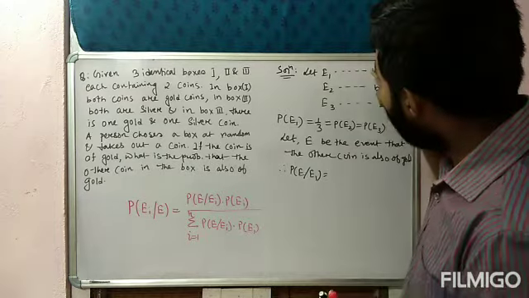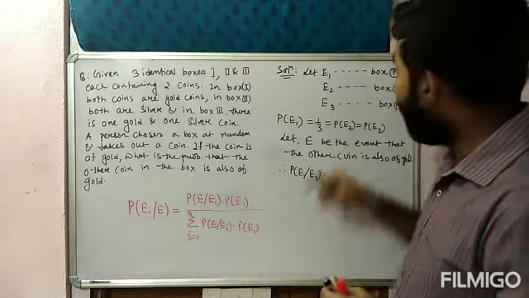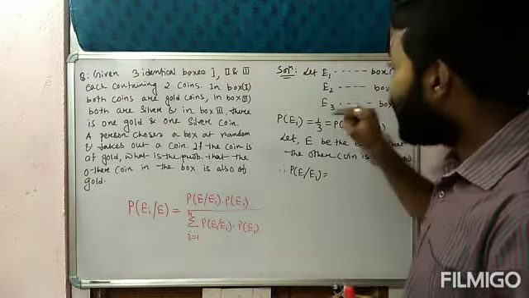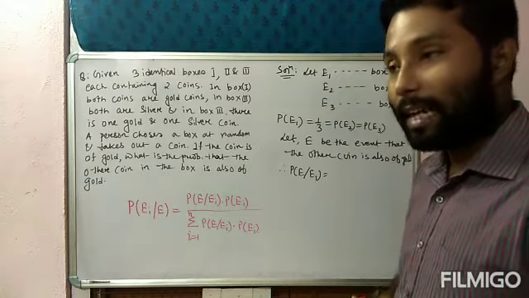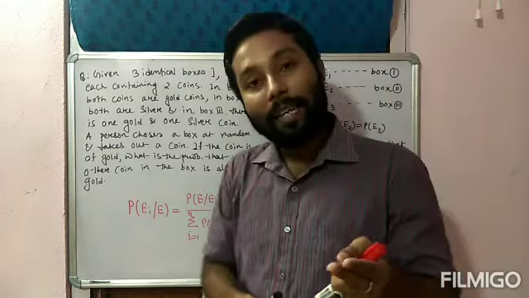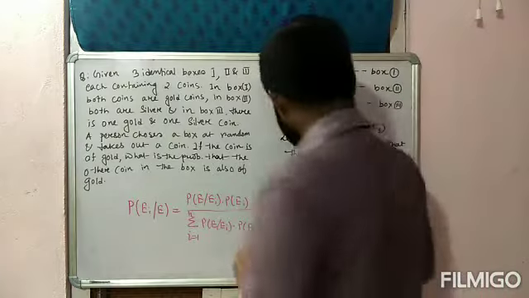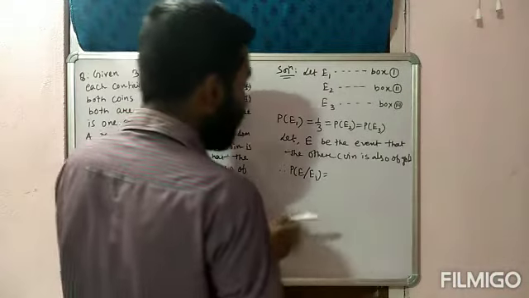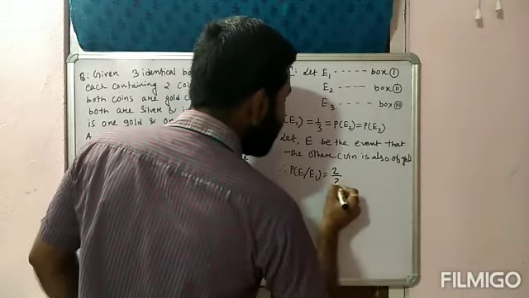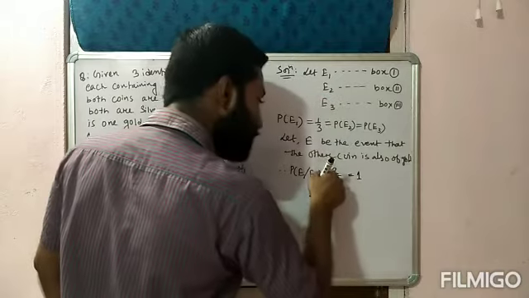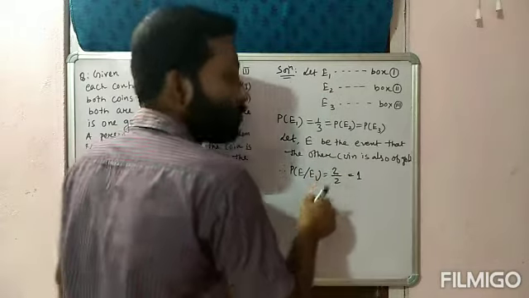So box 1 में कितना gold coins है? There are total 2 gold coins. How many coins are there in box 1? 2 coins only. So probability of E slash E1 is 2 by 2. That means 1 only, because 2 gold coins out of 2 coins.